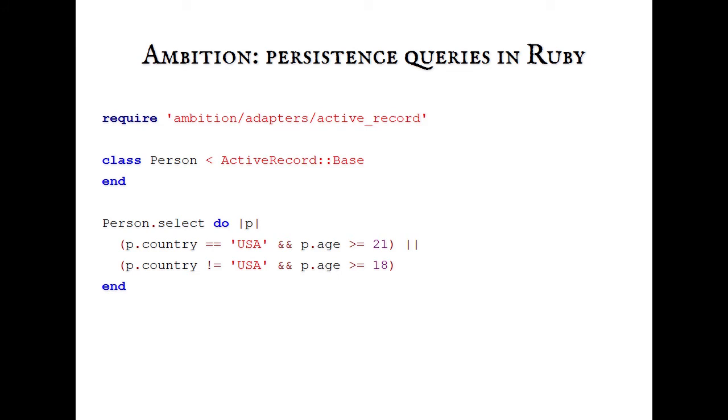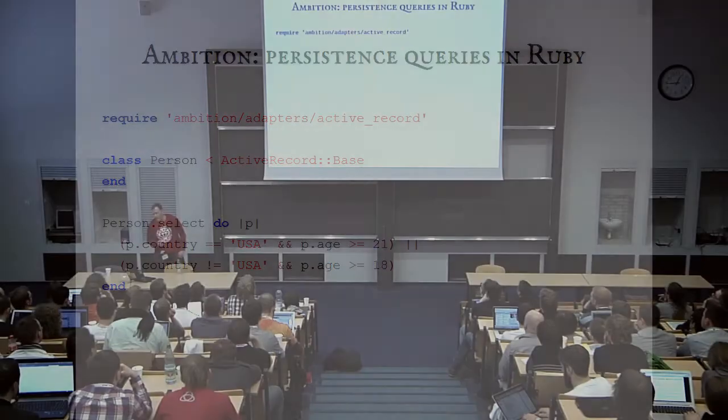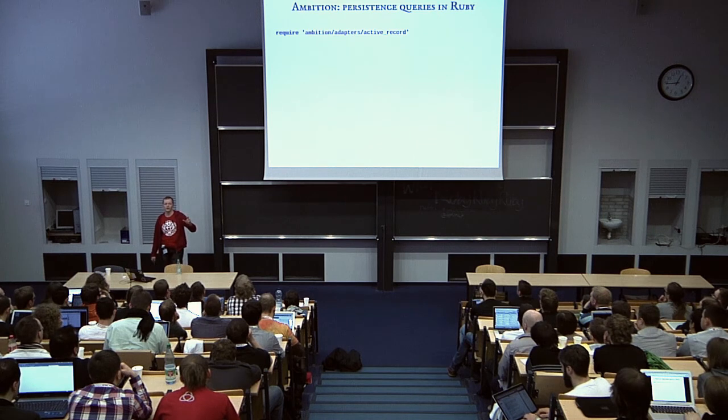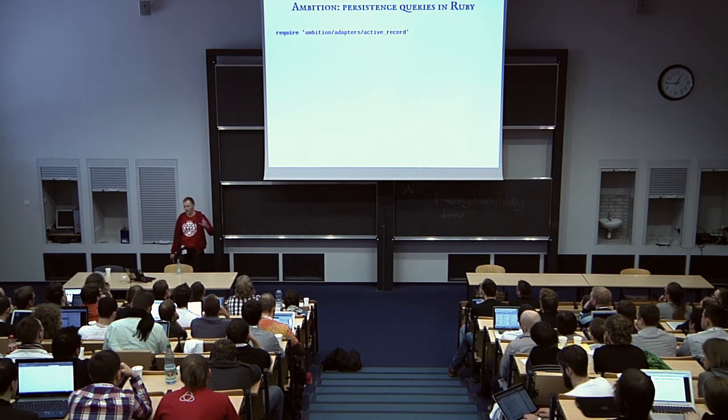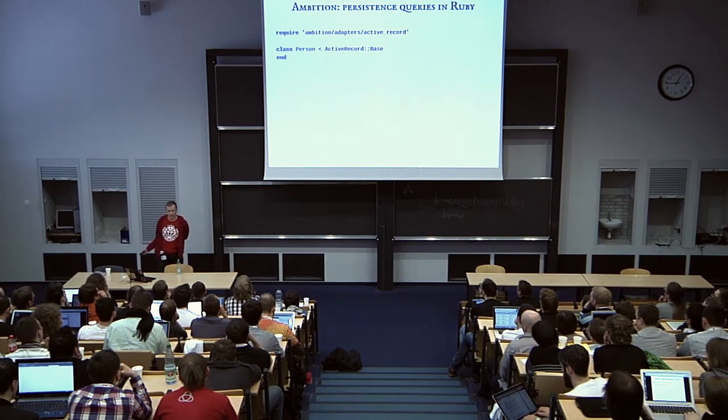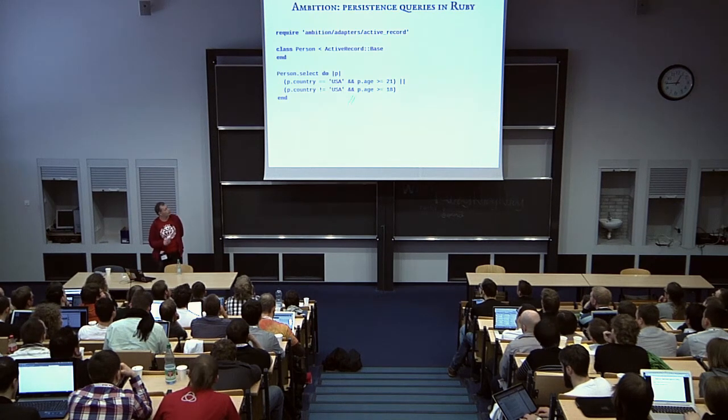And the other thing I wanted to show is Ambition, which lets you do persistent queries in Ruby syntax without knowing that it's an SQL store and you do find by SQL or something like this. You basically require the right adapter, let's say for active record. And then you can do this.